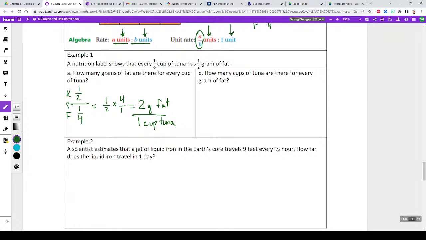Then they ask how many cups of tuna are there for every gram of fat. So we take 1/4 cup tuna, we take 1/2 gram fat, and we divide. Division again is keep, change, flip. So we're going to keep the 1/4, change to multiplication, then change the 1/2 to its reciprocal, which is 2/1. So 1/4 times 2 is 1/2. So what we have is 1/2 cup tuna per 1 gram of fat.